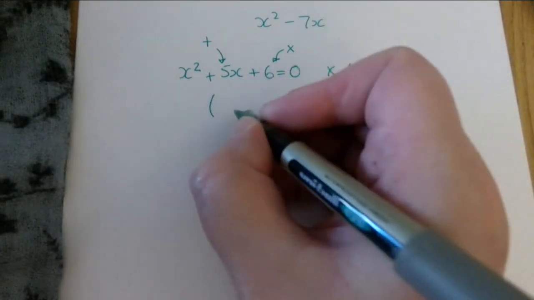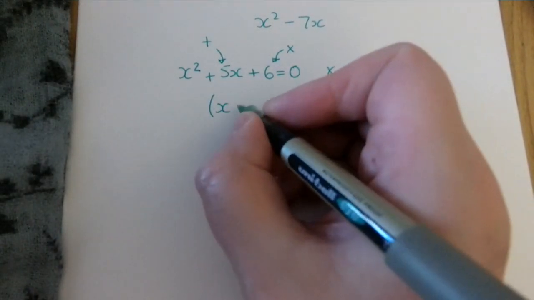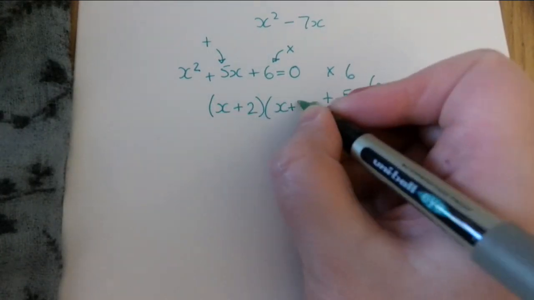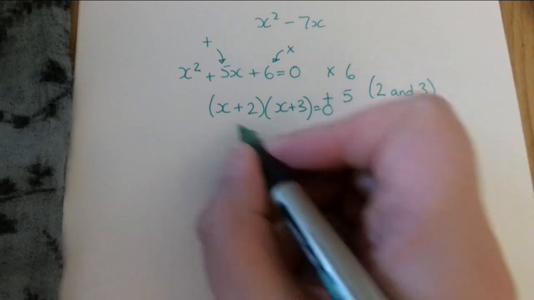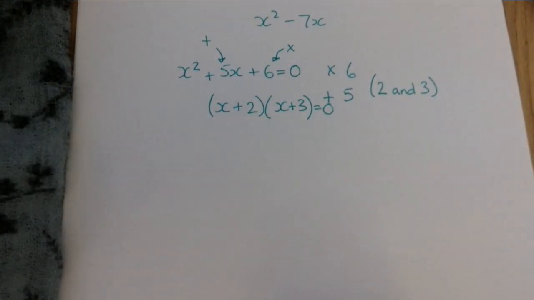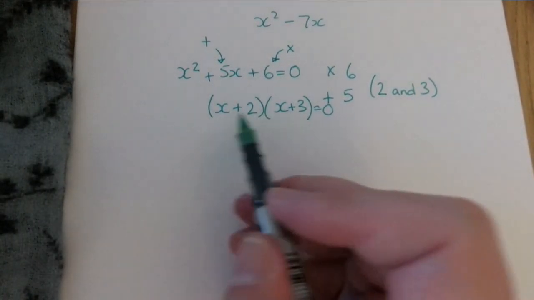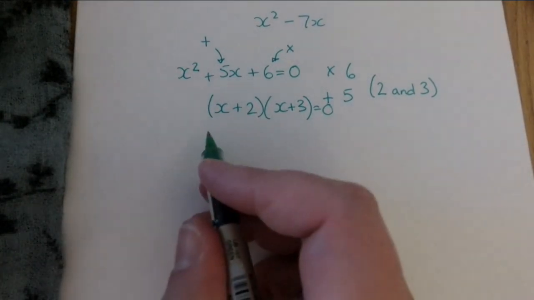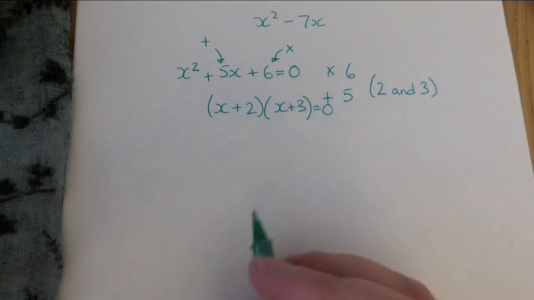Really straightforward, these go straight into the brackets to factorise, so we want it to be positive 2, positive 3, and that's our factorised form of the equation. If we were to multiply these out, we should get this equation back out again. So that's factorised. Now we just need to solve it.